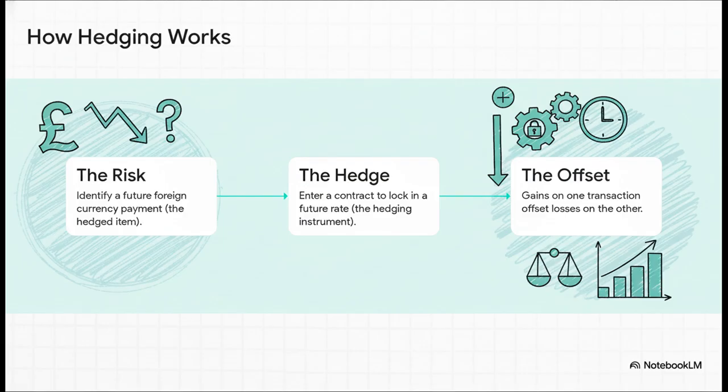First, you identify your risk, that 200,000-pound payment you have to make later. Second, you go to a bank and enter a separate contract to lock in an exchange rate for the future. That's the hedge. And third, this is the magic. The two are designed to cancel each other out. If you lose money on the original deal because the rate went against you, you make money on your hedge contract. One offsets the other.